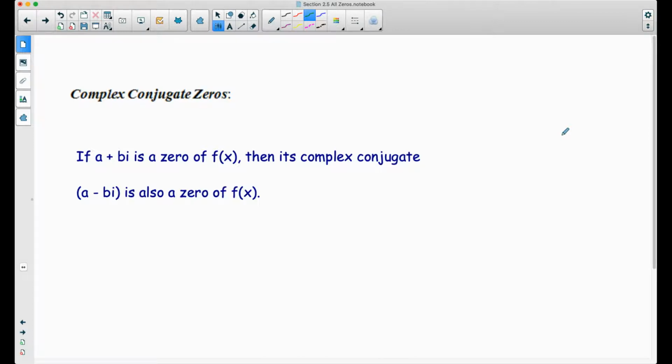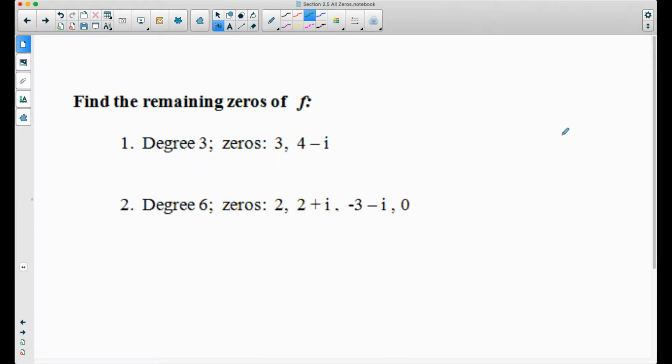All right. So the degree is 3. I have told you that one of the zeros is 3 and one is 4 minus i. What's my other zero? 4 plus i. Yeah, that's it.